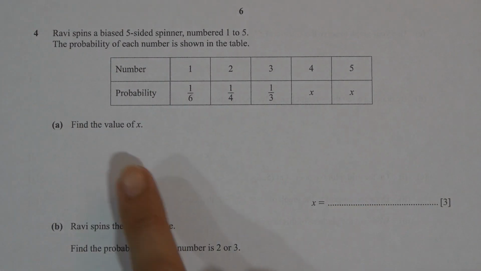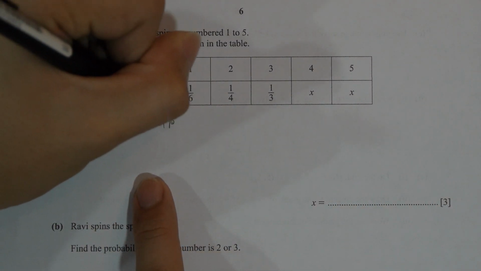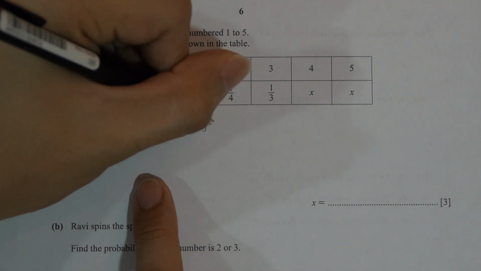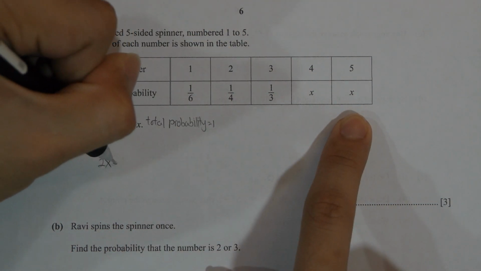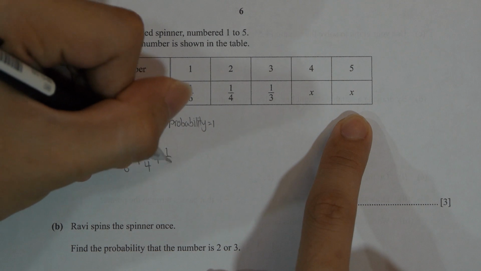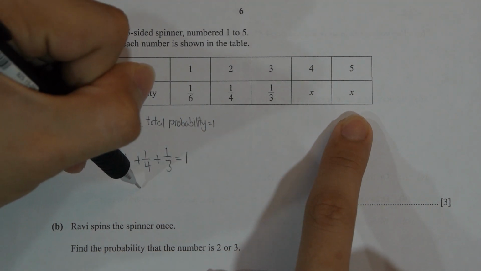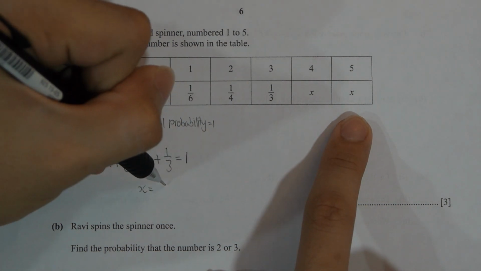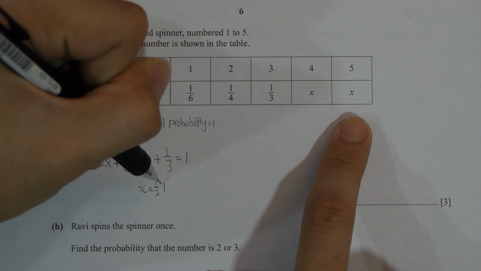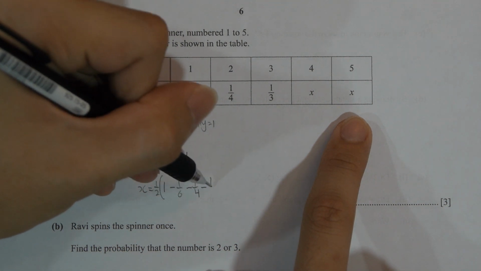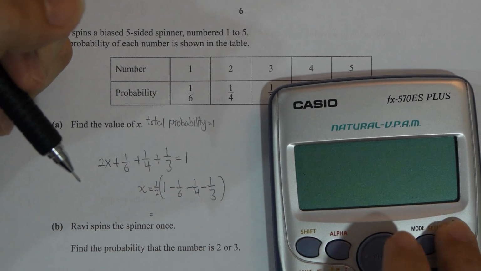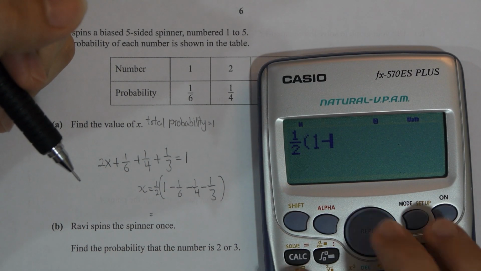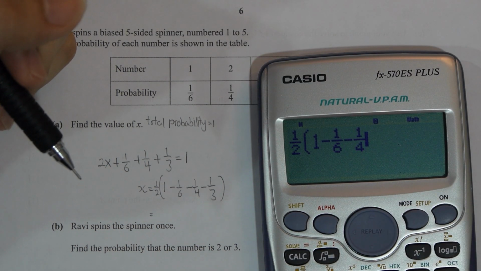So question 4. The tricky part about this question is you actually need to know that the total probability is actually 1. Okay, so if you add up everything, it will be equals to 1. So 2x equals to 1 minus the balance and divide by 2 to get the final answer.